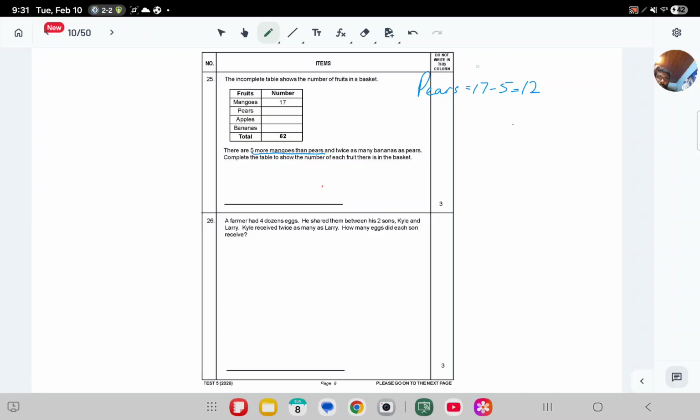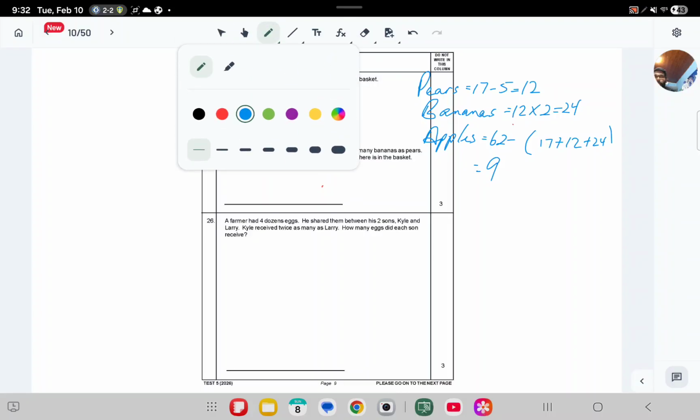Then they said twice as many bananas as pears. So bananas is twice the amount as pears. So that's 12 by 2 because it's twice, which is 24. So we know pears, we know bananas, and we know mangoes, and we also know the total. So we just need to solve for apples. To solve for the apples, it will be from the total, which is 62, we take away the sum of the known values, which is 17 add 12 add 24. And that will leave us with 9. So we have 12, 9, 24. 1 mark each.